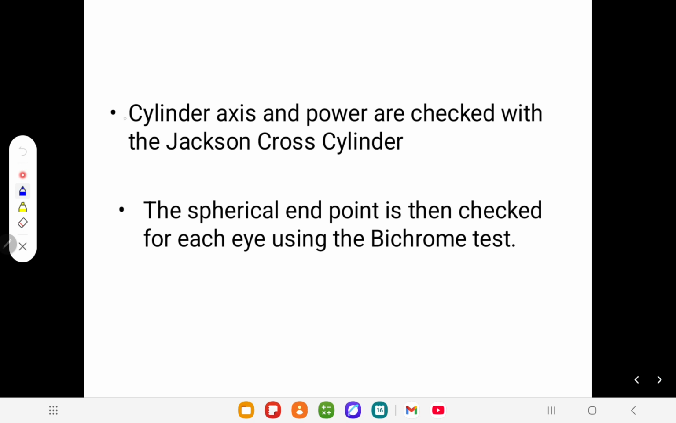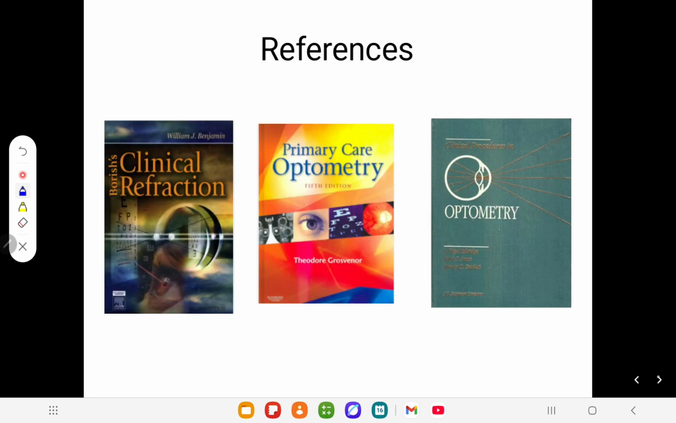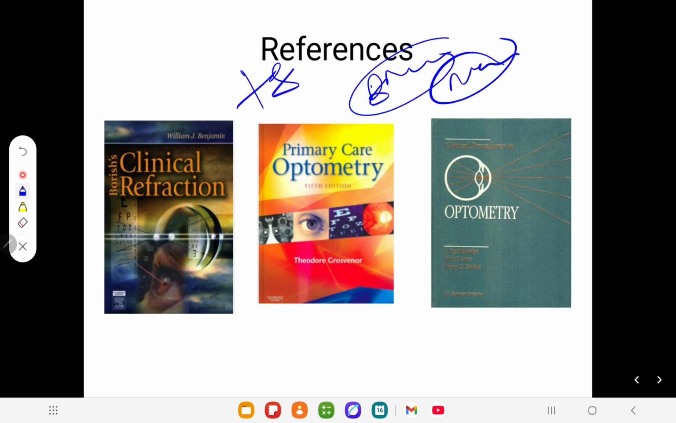Then the cross cylinder axis and power are checked with the Jackson cross cylinder, which is the very same, and the spherical endpoint is then checked for each eye using basically spherical, and if there is over-correction or under-correction, it is checked by a binocular test. I think that's it, but I am not satisfied with my own presentation of binocular vision, maybe because of my limited clinical experience with the three steps. So basically we have to understand that binocularity is maintained while the test eye is tested monocularly. That's the key concept.